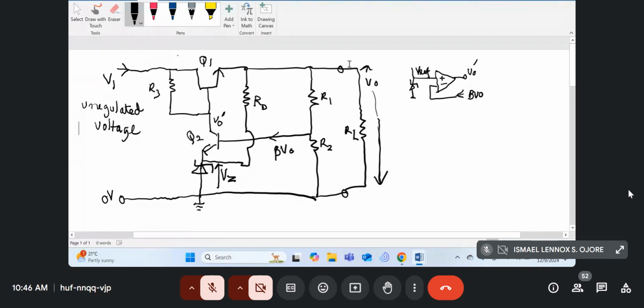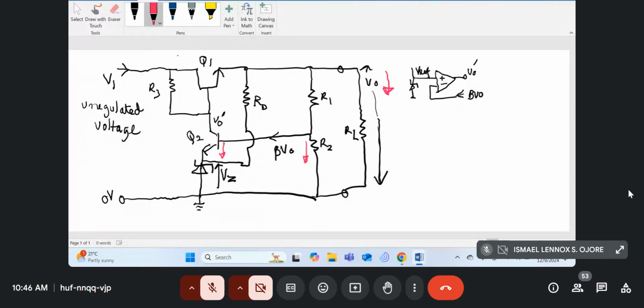The voltage V0 will tend to drop. So let me just use another color to show you. This output voltage, when you increase the load, will tend to go down. I'll show an arrow down. So the divided voltage between R1 and R2, even this point, will tend to go down. And it means the biasing of your transistor, the base voltage, will tend to go down.